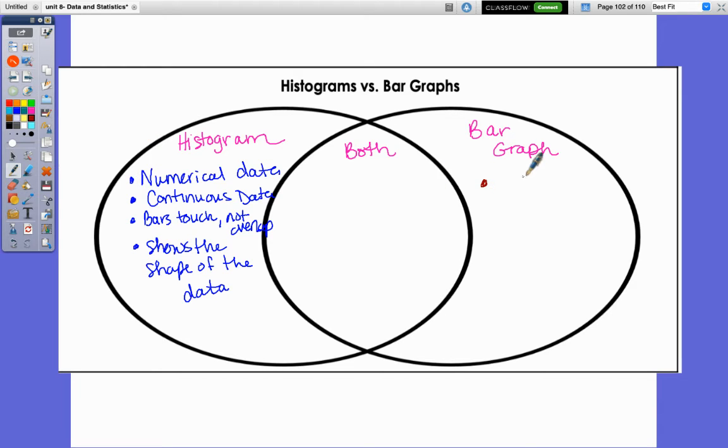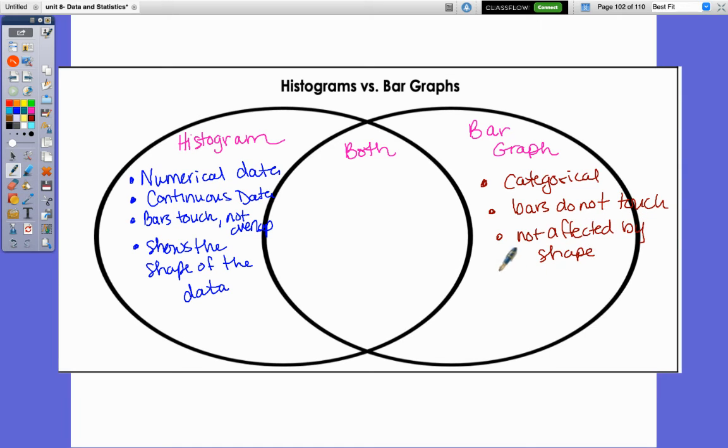Bar graphs use categorical data. Remember, those are the ones that use categories, like your favorite ice cream, things like that. Your bars do not touch. And they're not affected by shape. So when I'm saying that, it's not skewed or symmetrical or symmetry.